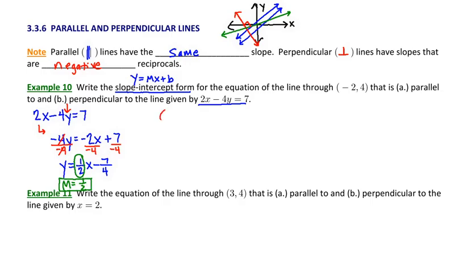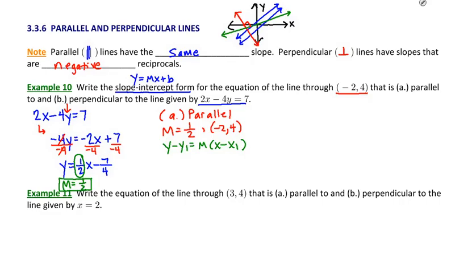Now let's write the equation of the line that is parallel to this given line. Well, if a line is parallel to this given line, that means its slope must be the same because parallel lines have the same slope. Also remember, we're considering the line that passes through the ordered pair negative 2, 4. So here we have the slope of the line and a point that the line contains. So we can begin writing the equation of the line in point slope form. Remember, this is y minus y1 equals m times x minus x1.